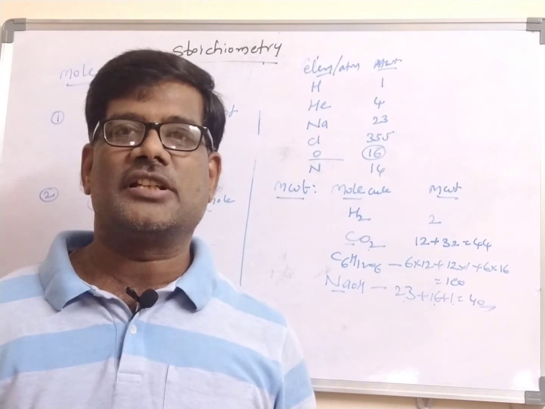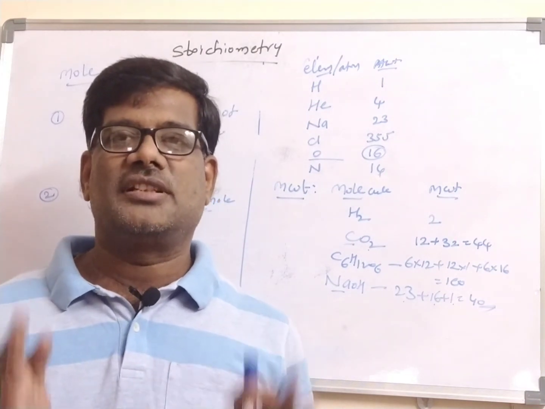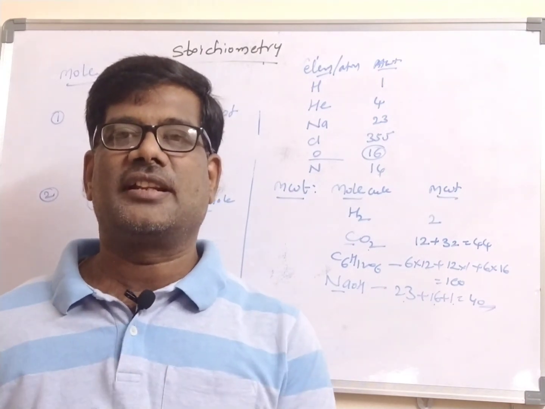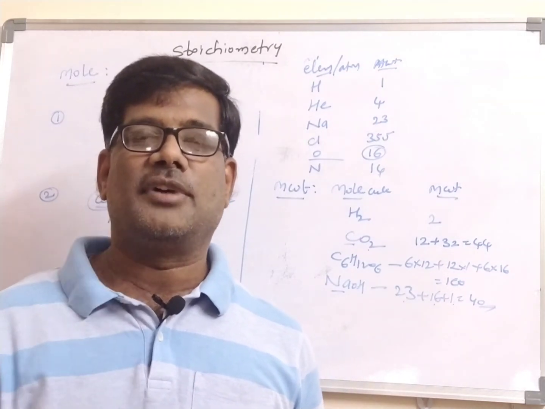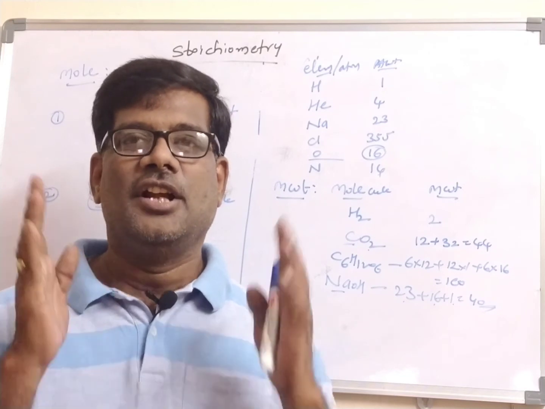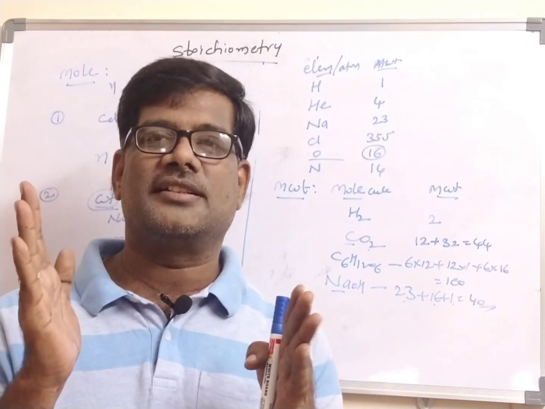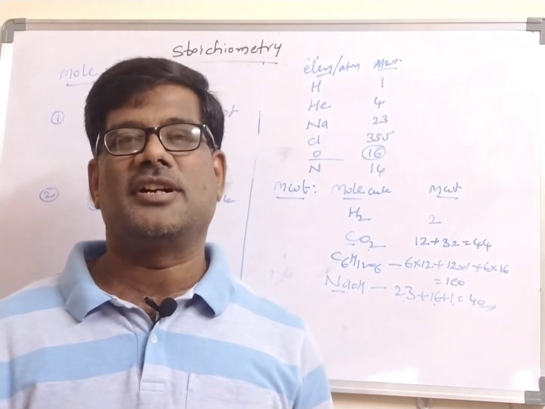Ultimately, stoichiometry. What is stoichiometry? A branch of chemistry which deals with the mass relations between the reactants and products is called stoichiometry. What is the law of conservation of mass? Mass is neither created nor destroyed. During a chemical reaction, the total mass of the reactants is always equal to the total mass of the products.